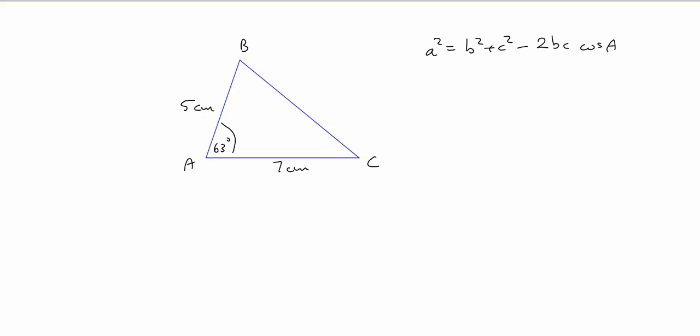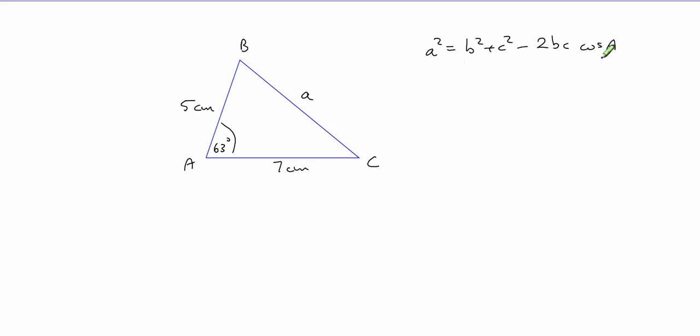So an example of the use, we have this triangle here, two sides 5 and 7, and the included angle, the angle between the two sides, 63 degrees. And supposing we want to find the side BC, so BC is a. We want to find a.